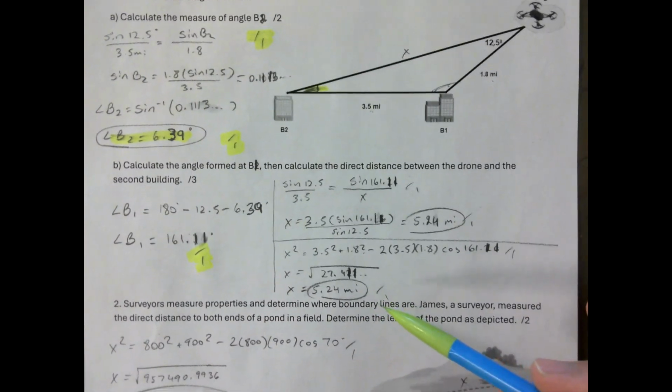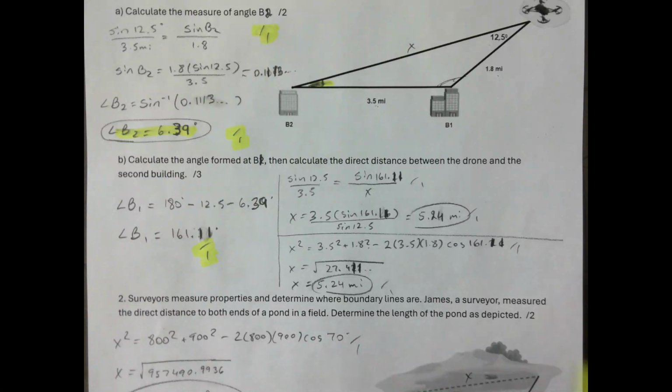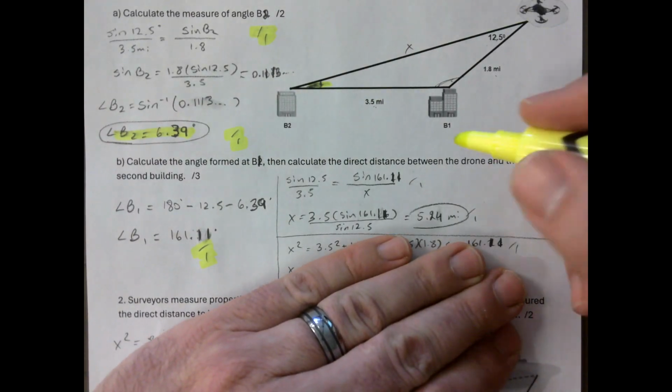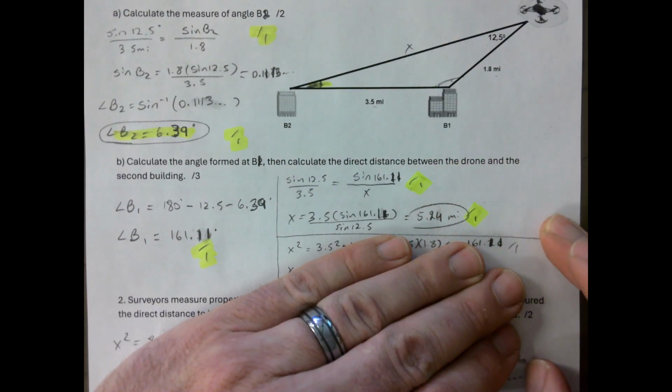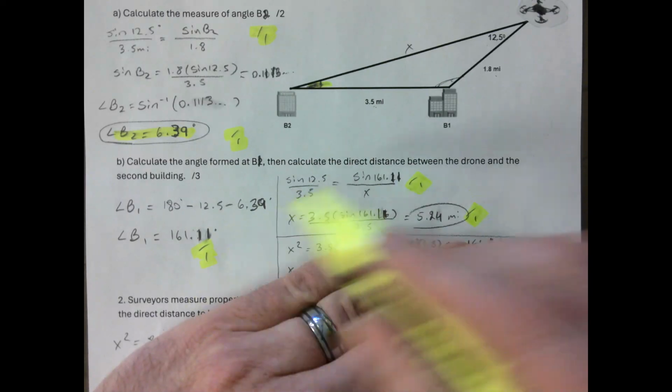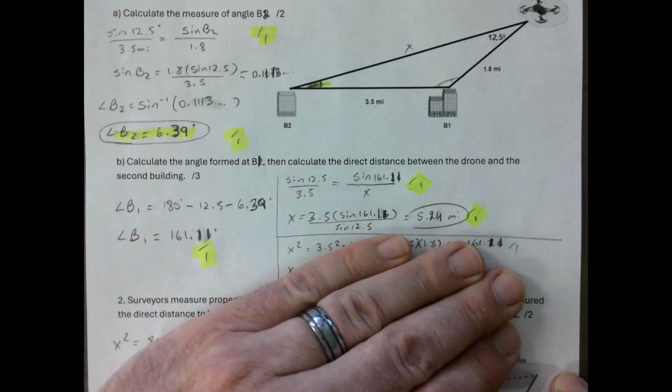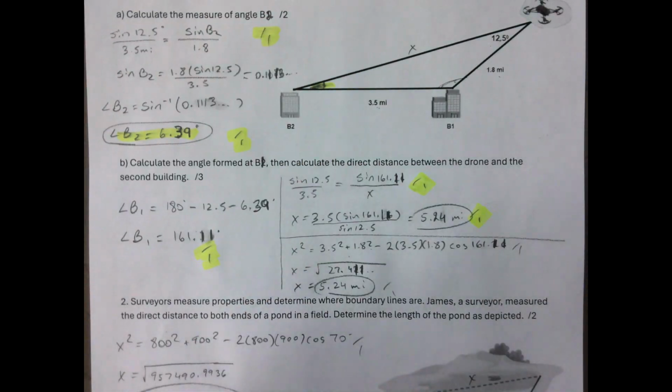Sometimes they're a little off. We're not going to take marks off for that. So if you use sine law, which seems to be most of you, 1 mark for setup, 1 mark for the work resulting in the answer. So that's how you get your 3 marks for B. Okay, so put a mark out of 3 there.